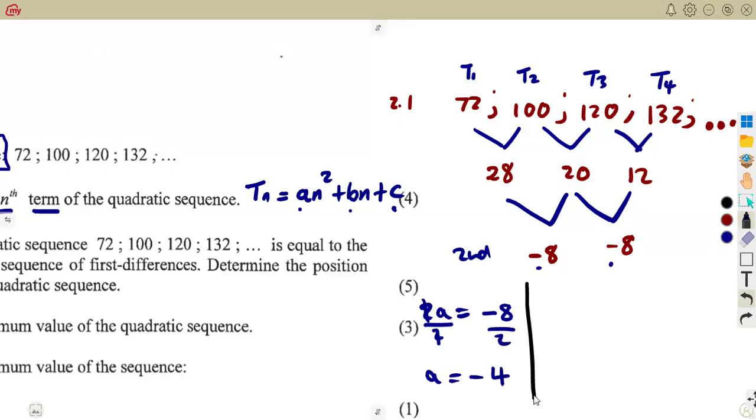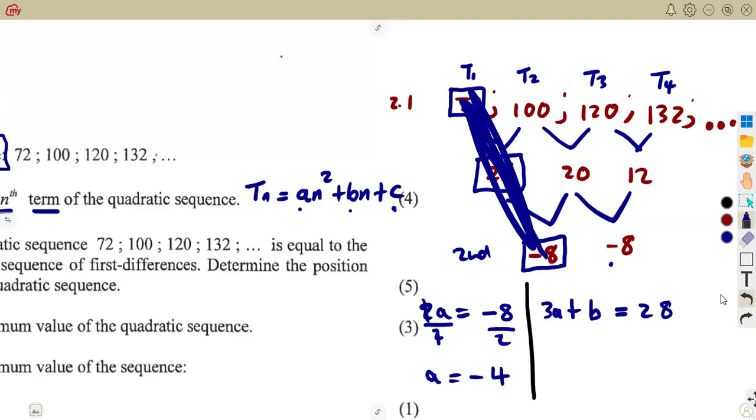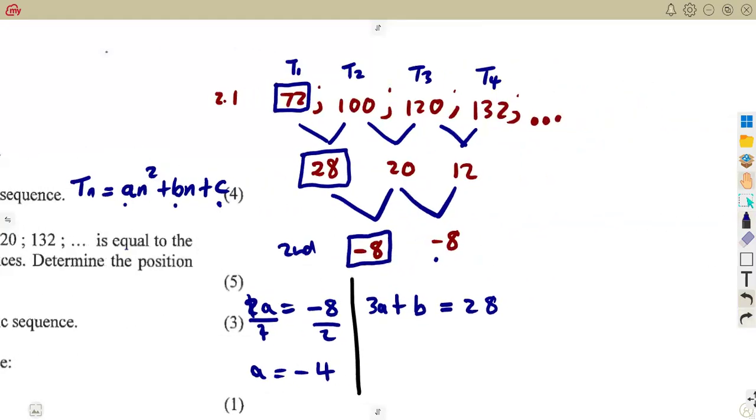Then we move on to determine the value of B. Remember, I said you're going to use the formula 3A plus B is equal to the first value that you have on the first difference, which is 28. For you not to make a mistake, just take these terms: this is minus 8, 28, and so on, up to the 72, so that you don't have confusion. I talked about these on our introduction, so I hope that we are together.